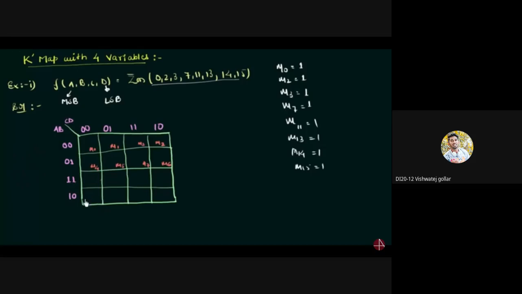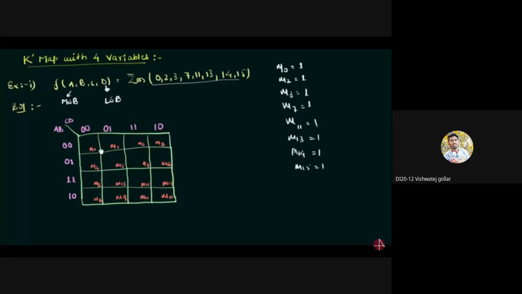For 8, this cell is there, 1, 0, 0, 0. This is 8, this is M9, M10, M11, M12, M13, M14 and M15.